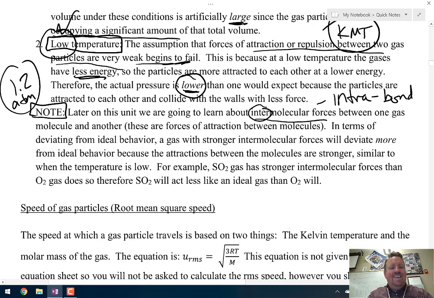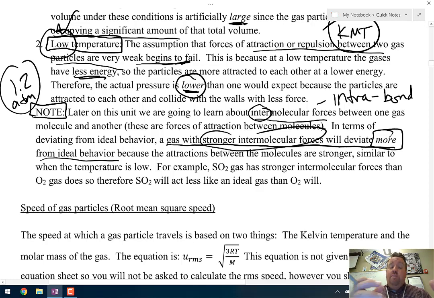In terms of deviating from ideal behavior, a gas with stronger intermolecular forces will deviate more from ideal behavior. Because if there are stronger intermolecular forces, they're more attracted to other molecules. Okay, so it will deviate more from ideal behavior because the attractions between the molecules are stronger, similar to what happens when the temperature's low.